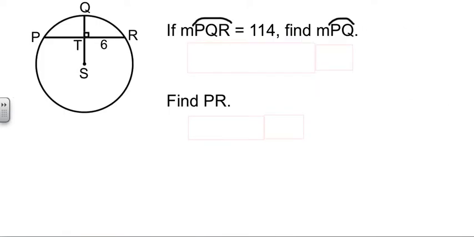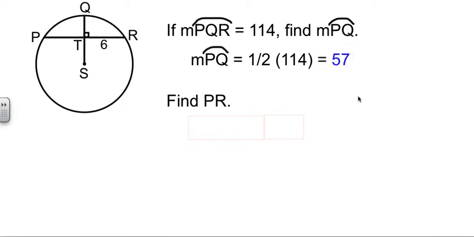So let's make use of this. They've told me that arc PQR is 114. Now I know we have 3 letters here, so that usually would tip you off to being over 180. But they wanted to emphasize which way to go. Go through Q. If this is 114, our job is to find arc PQ. Since this is perpendicular to this, that means it's a bisector. So arc PQ is half of the total. Arc PQ is 57.